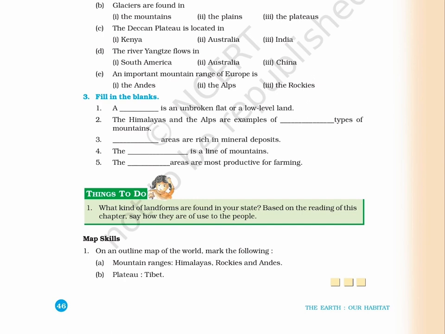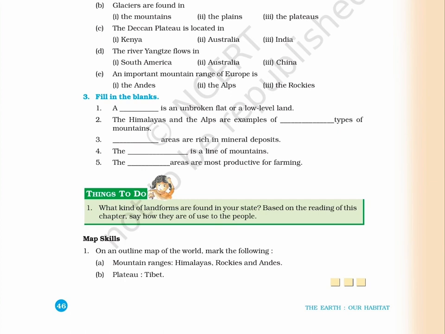3. Fill in the blanks. 1. A dash is an unbroken flat or a low-level land. 2. The Himalayas and the Alps are examples of dash types of mountains. 3. Dash areas are rich in mineral deposits. 4. The dash is a line of mountains. 5. The dash areas are most productive for farming.